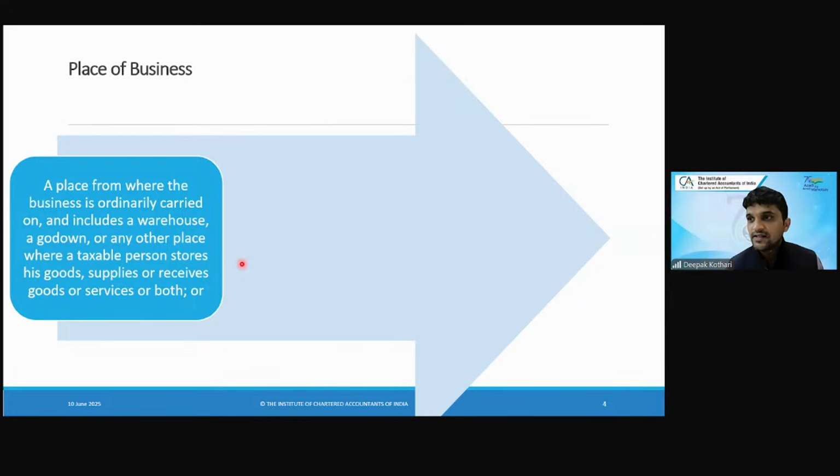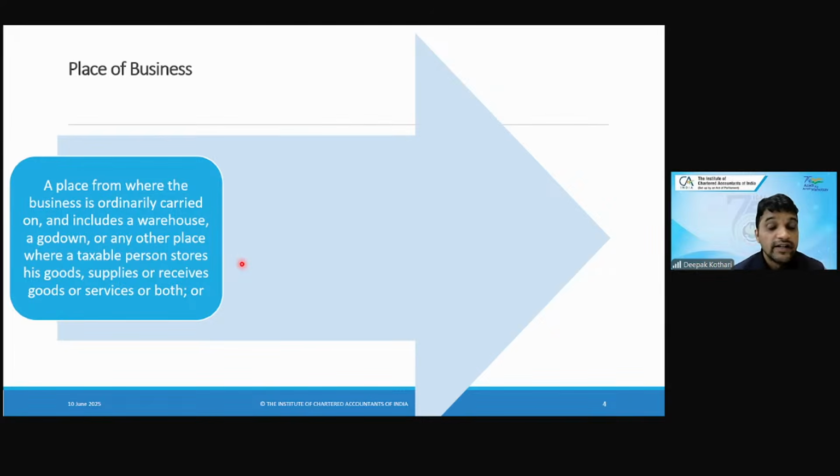It is not necessary that he should have a store or a showroom. Any place where he is doing the business, that is his place of business. And it also includes a warehouse, a godown, wherever we store the goods, right? Sometimes we store the goods at a different place because the main office does not have space. It is just a showroom, but the goods are stored in a warehouse or a godown.